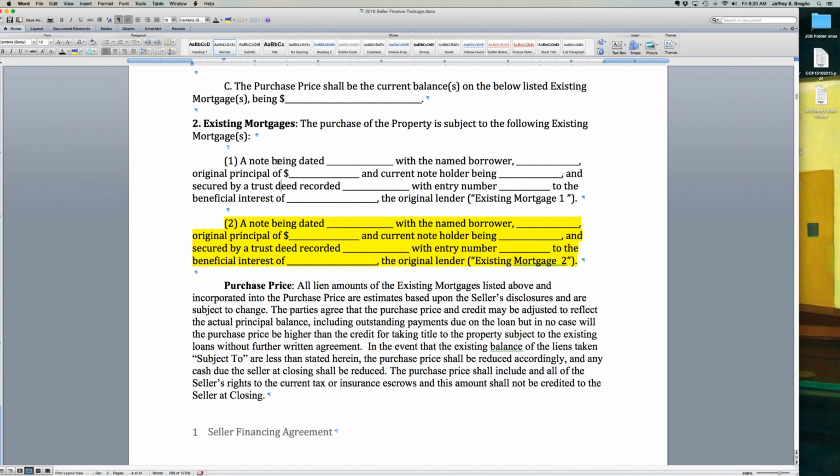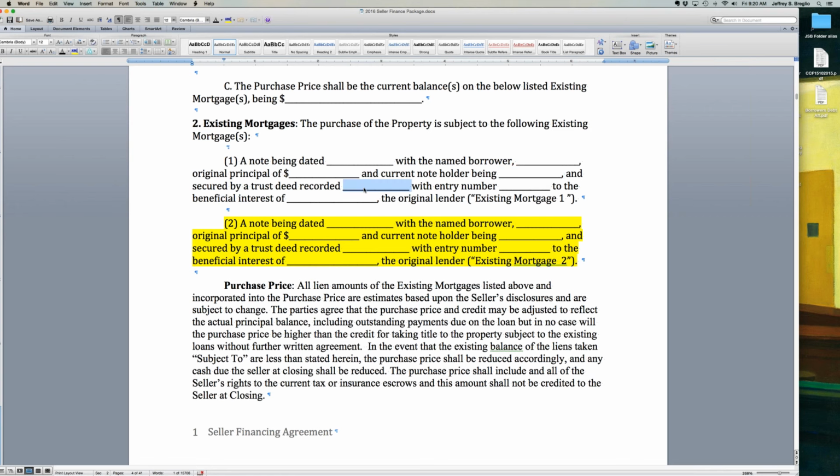And the note, if you read through this, it really is pretty straightforward. The note being dated, this will be the date on the note. That's the date that the borrower, your seller, signed the mortgage. Here's the named borrower. It's going to be your seller's name. Here's the original principal amount. You can get that off the PR. The current note holder, remember banks sell mortgages. They may have originally gotten the loan through Bank of America and then Bank of America sold it to Chase. Okay, but you can get that off the PR.